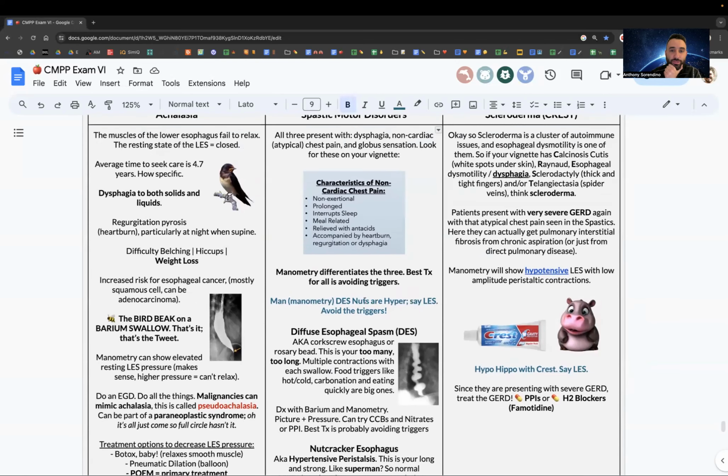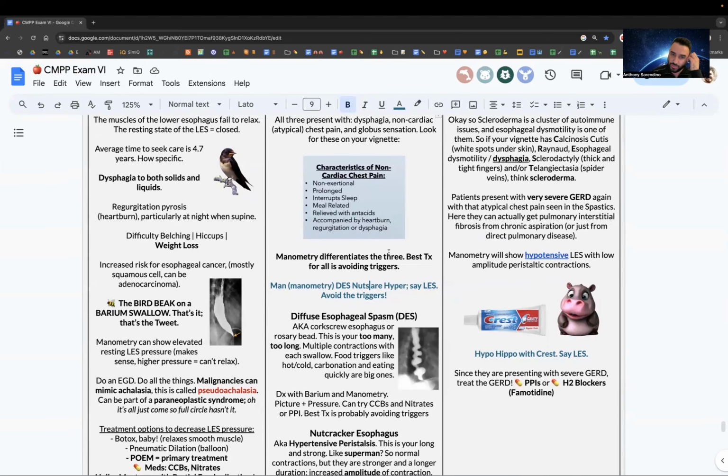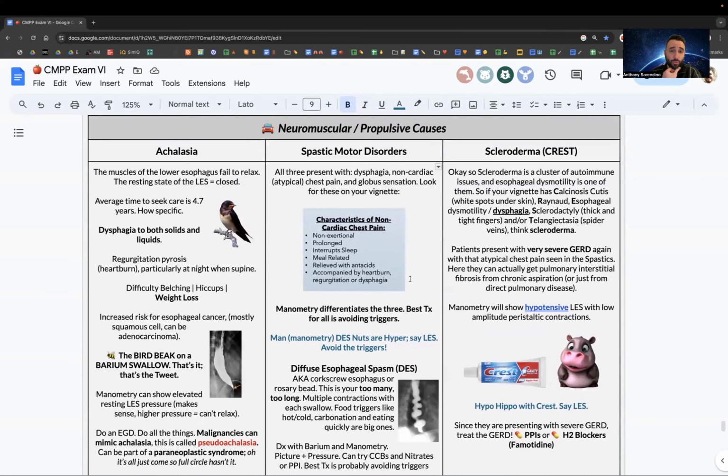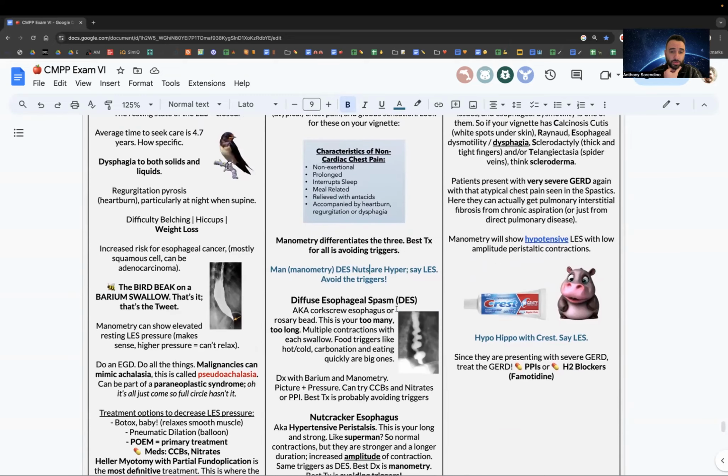But the first one, well, first, so all 3 can present with atypical chest pain. So she has the characteristics here. It's non-exertional, it's prolonged, it interrupts sleep, it's meal-related, it's relieved with antacids. So these are all things that are going to point you in the direction of a non-cardiac cause for this chest pain. Manometry is going to differentiate all 3 of these spastic motor disorders.